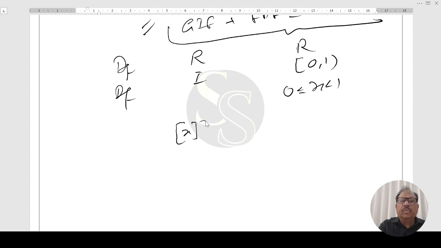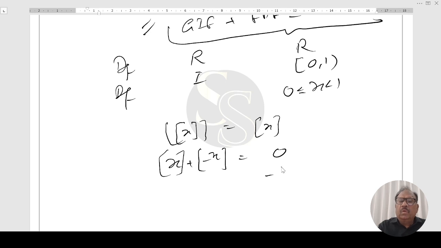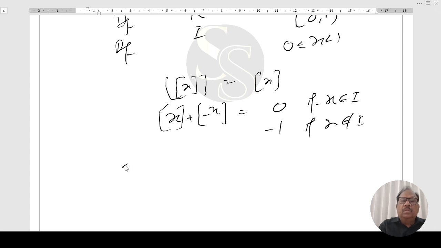And the property: [x] plus [minus x] has two possible answers, 0 or minus 1. It is 0 if x belongs to the integers, and minus 1 if x does not belong to the integers. For example, for 3.2 and minus 3.2, the answer will be 3.